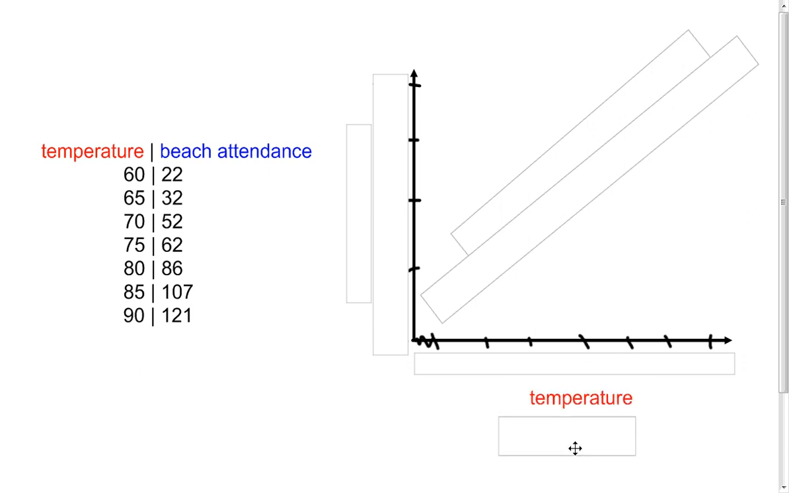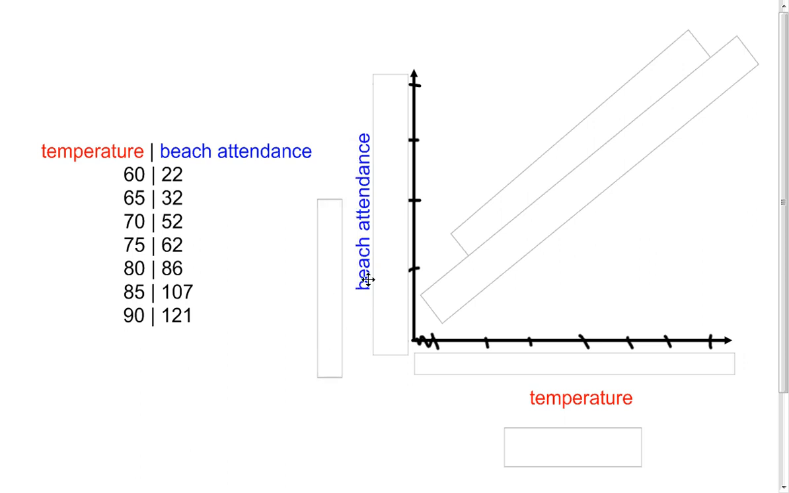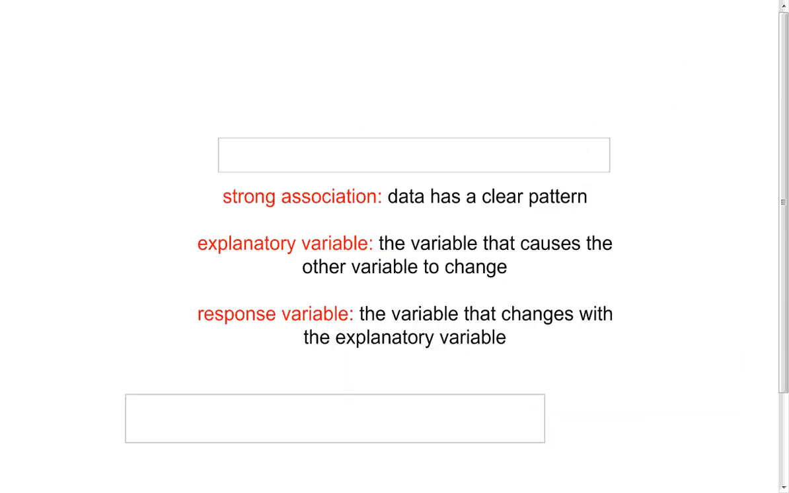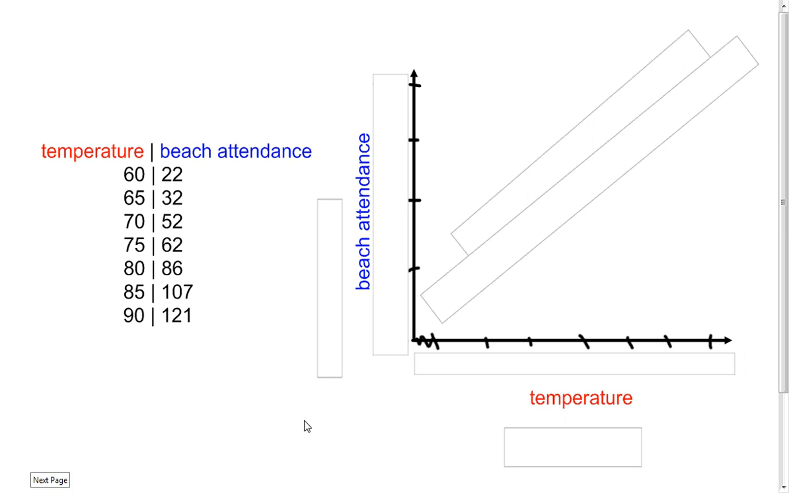So down here, we're going to have temperature, which leaves the beach attendance over here on the y-axis. We call temperature the explanatory variable, and beach attendance is going to be your response variable. And for a quick definition, the response variable is the variable that changes with the explanatory variable. It's the follower, whereas the explanatory variable would be the leader. So going back to this, we need to make our own scatter plot.